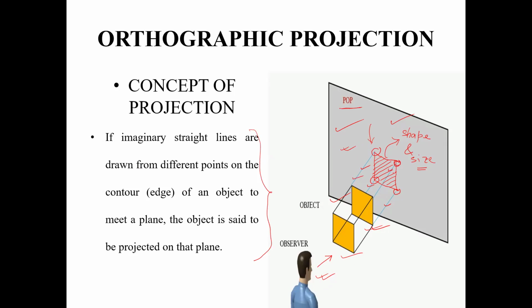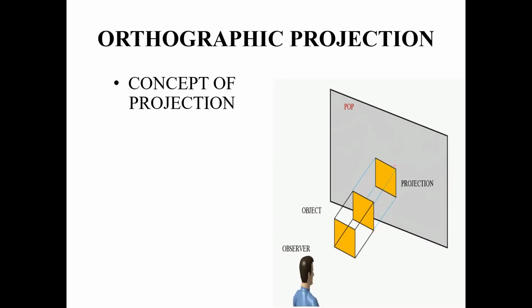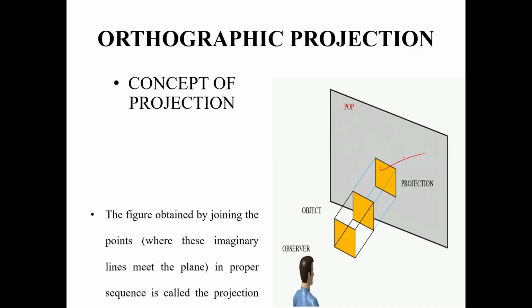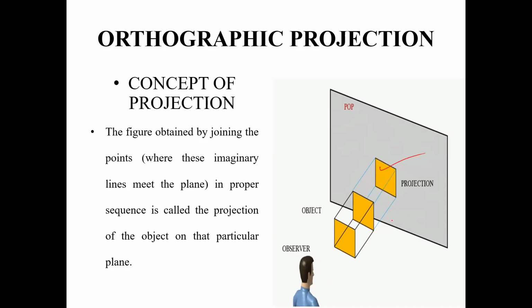Now, all these imaginary lines which are originating from the object and going and hitting this plane are hitting this plane at various points. If you join those points in proper sequence, you will get a figure like this on this plane. This figure is called the projection of this object on this plane.